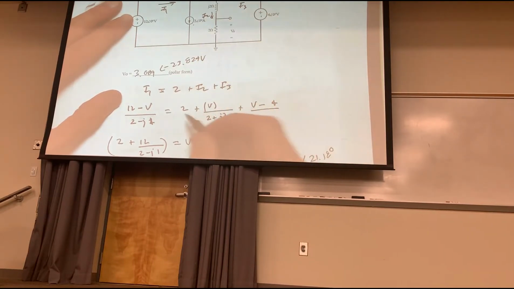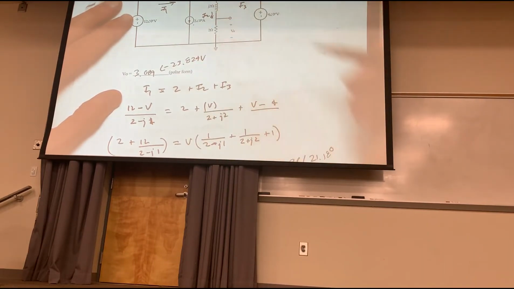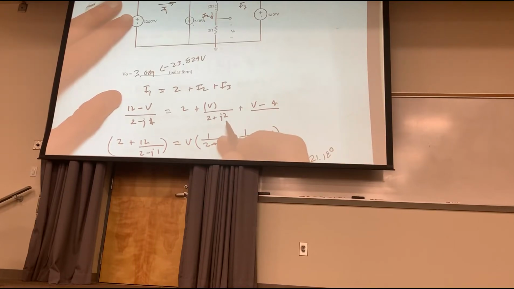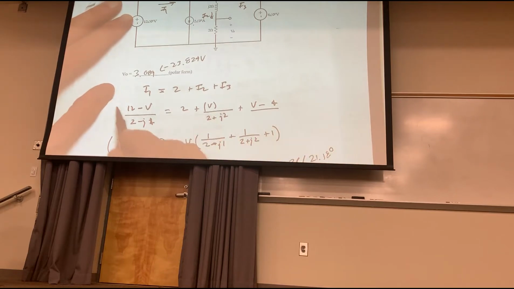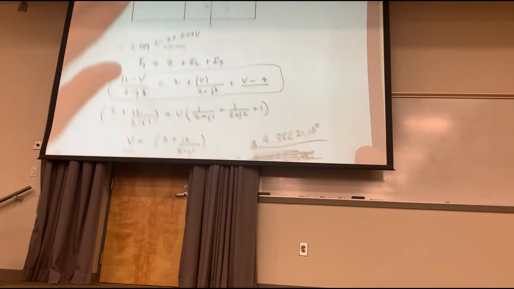Next, there's 2 amps coming down, that doesn't change. How much current is flowing through there where I2 is? Well, it's the voltage V over 2 plus J2, correct class? Right, because it's 2 plus J2. How much is the current I3? Well, it's V minus 4 over 1, right? So this equation.